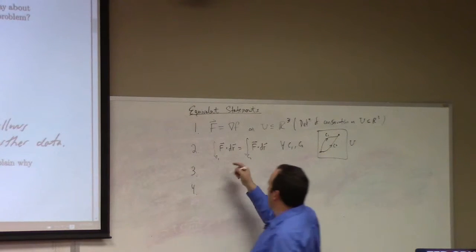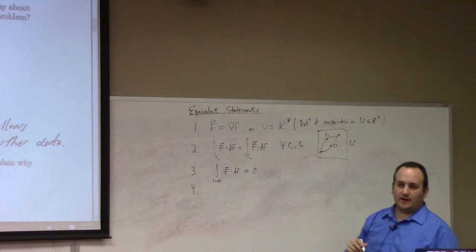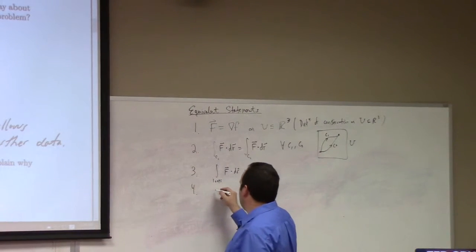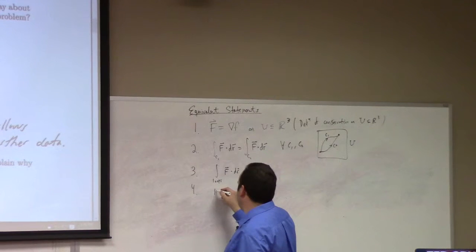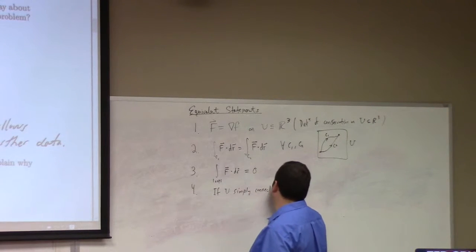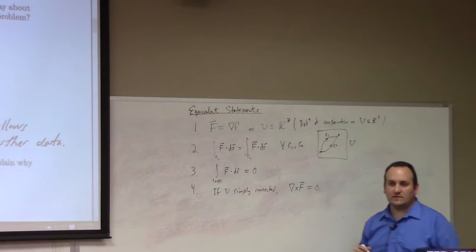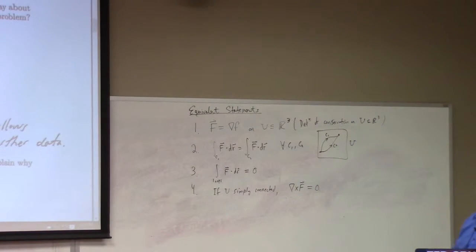What was the other? The equivalent to this was the integral around loops is what? Right? And our fourth and more technical condition was, if U is simply connected, curl of f equal to 0 is also an equivalent condition. But you need simple connectedness in order to make this equivalence. So without qualification, only 1 through 3 are equivalent. With the extra data that the set we're considering is simply connected, we can throw in 4.